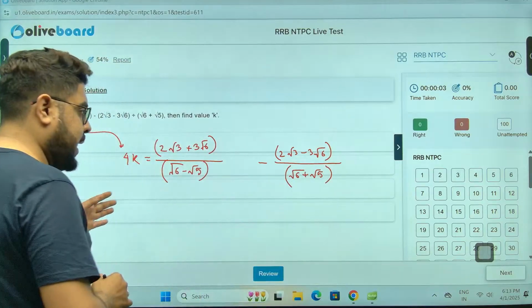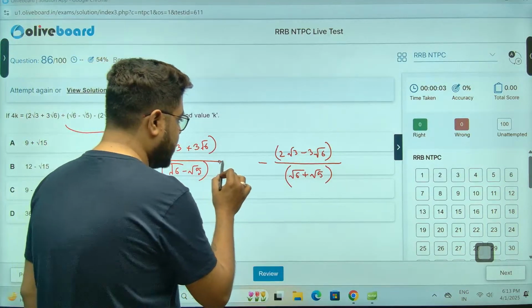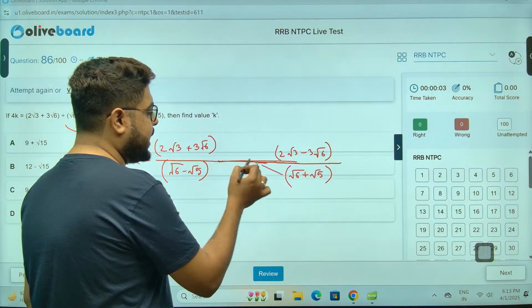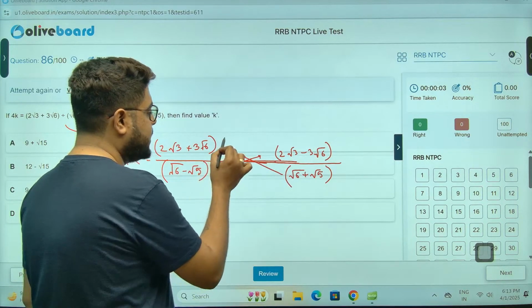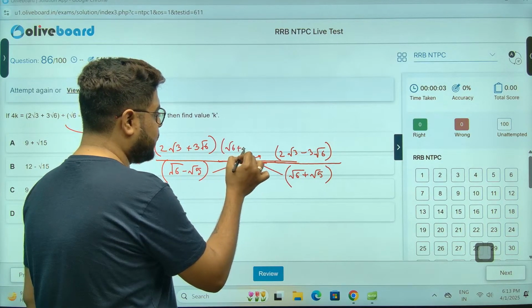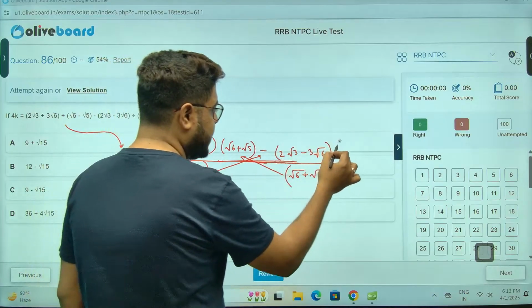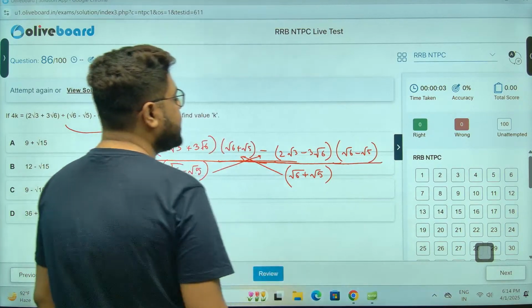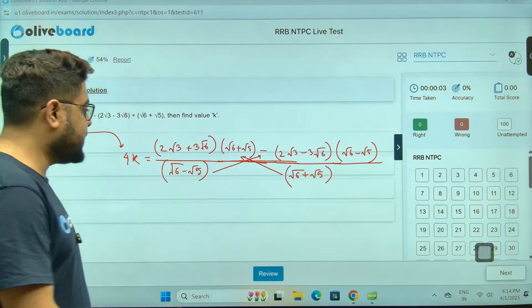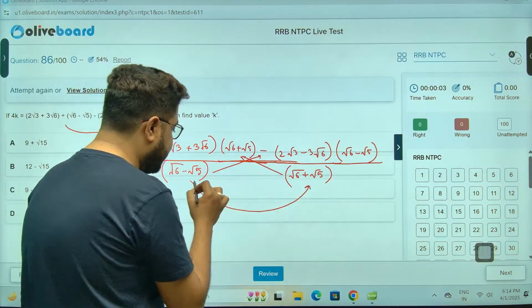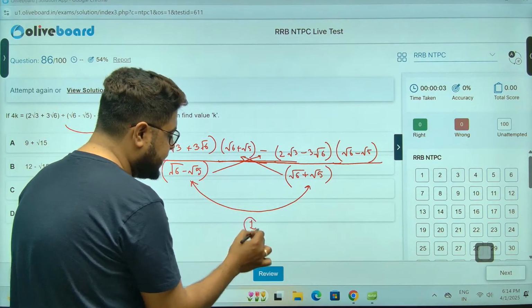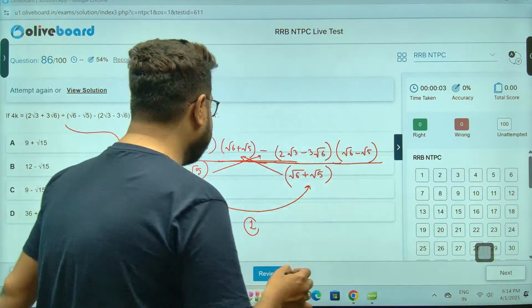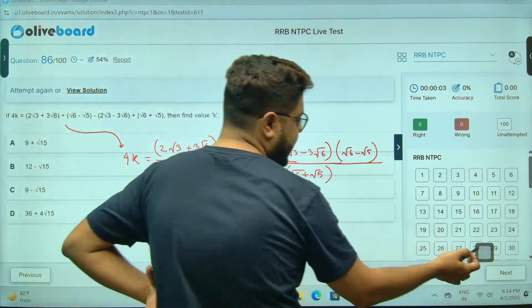If you take it, this whole thing will be the LCM, and this will get multiplied here. So root 6 plus root 5, and this will be root 6 minus root 5. This becomes this into this, A plus B into A minus B, which is root 6 square minus root 5 square, which is 1. So ultimately, what are we having?